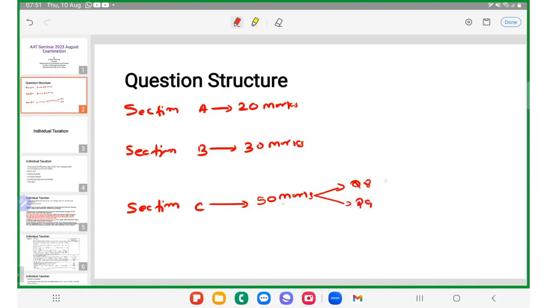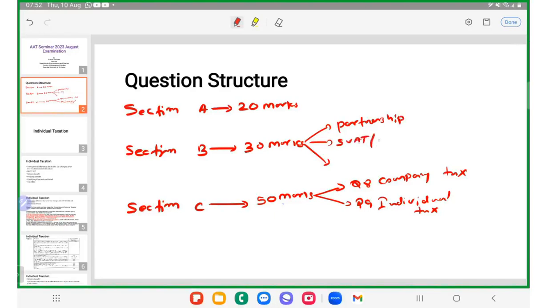Then here, company tax. In this case, individual taxation. Under Section C, there are 3 questions. The partnership tax will be there. Then SWT and VAT questions definitely may be there.